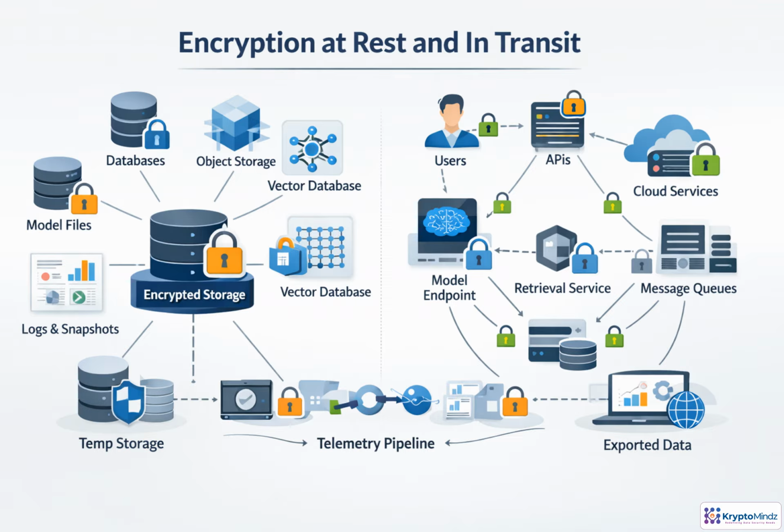Encryption has to follow AI data everywhere it lives and moves. At rest, that includes datasets, logs, embeddings, vector indexes, model artifacts, snapshots, backups, caches, and temporary storage. In transit, use TLS or mTLS across users, APIs, retrieval, queues, model endpoints, telemetry, cloud services, and service-to-service paths. Also verify third-party AI providers. Their encryption controls and contract terms must match the sensitivity of the data you send them.